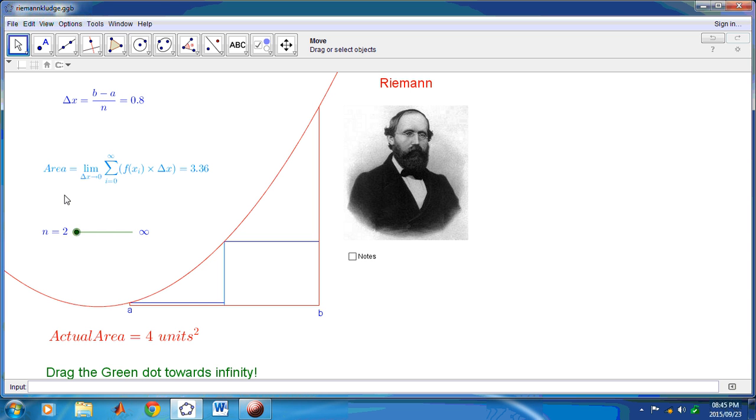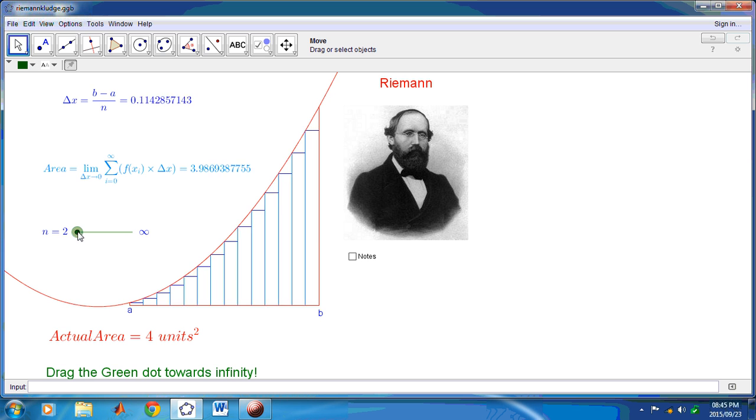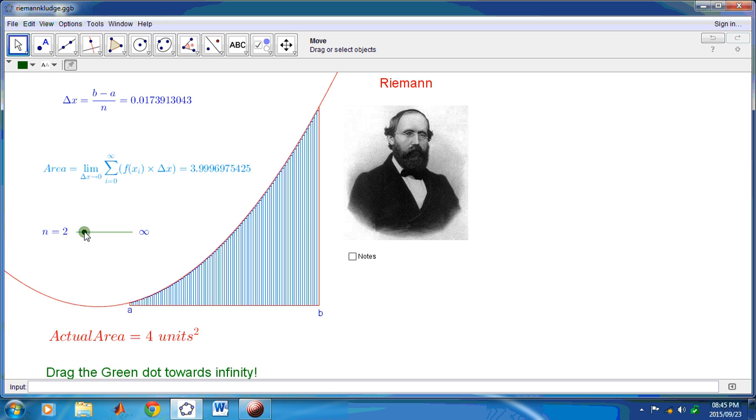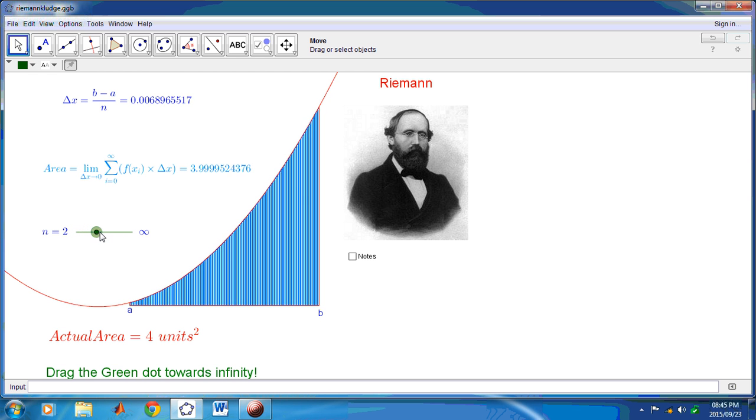For example, in order to find the area under the curve, one needs to know the limit, and I'll explain in a minute how that works. But let's just see what happens here as we move the slider towards something that resembles infinity. We keep on getting closer to a value of 4.